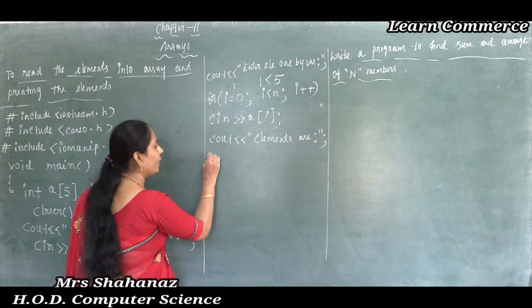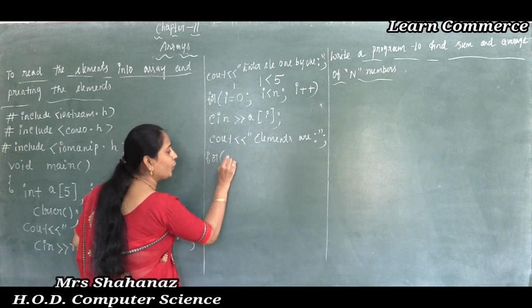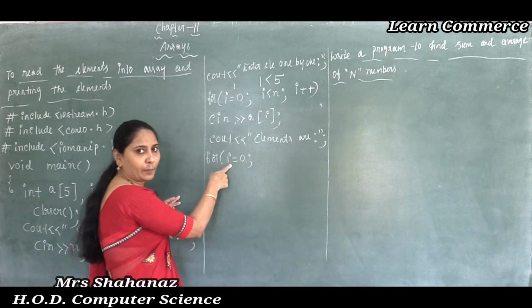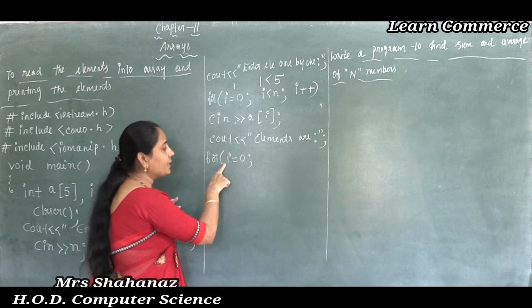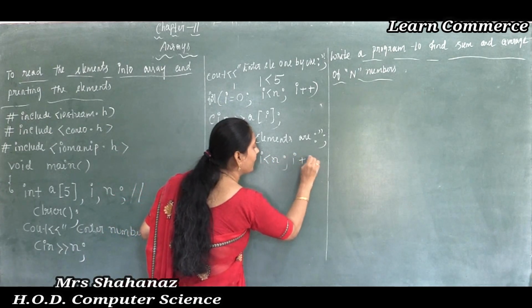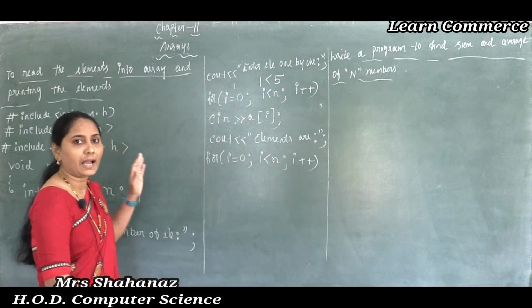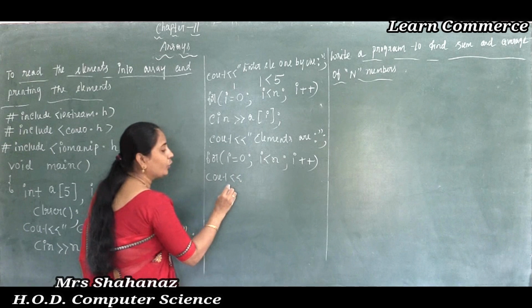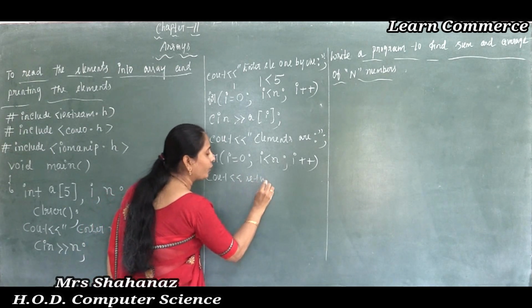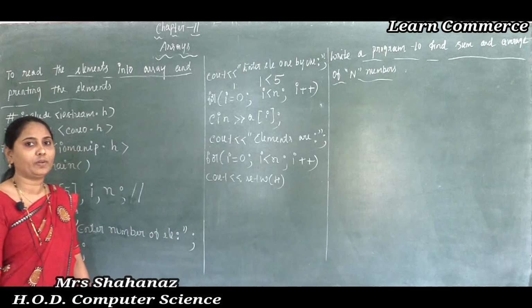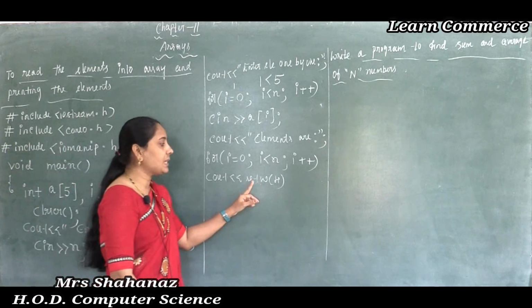And later next one, sure, that means from which position you want to display the number. I want to display the number from 0 position, so i = 0, i < n, i++. And later next one, after that we just need to display the value. And how we are going to display the value? I want to leave some space between the numbers, so I use setw(4).